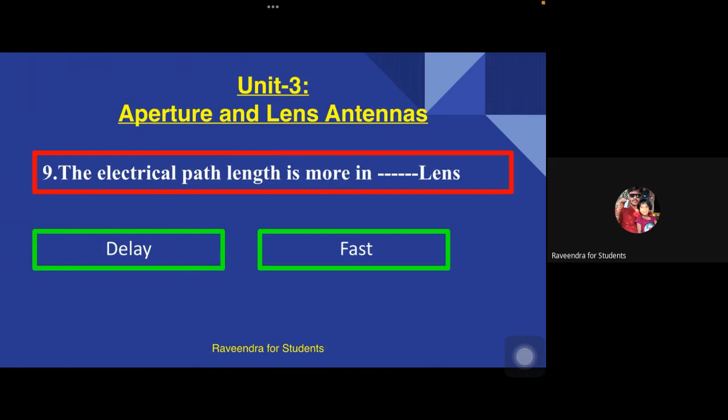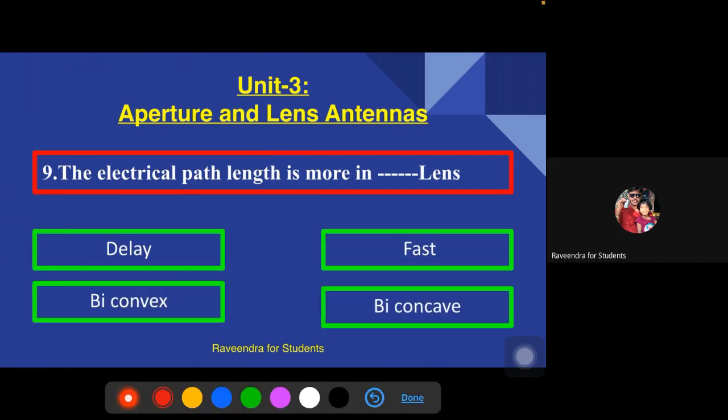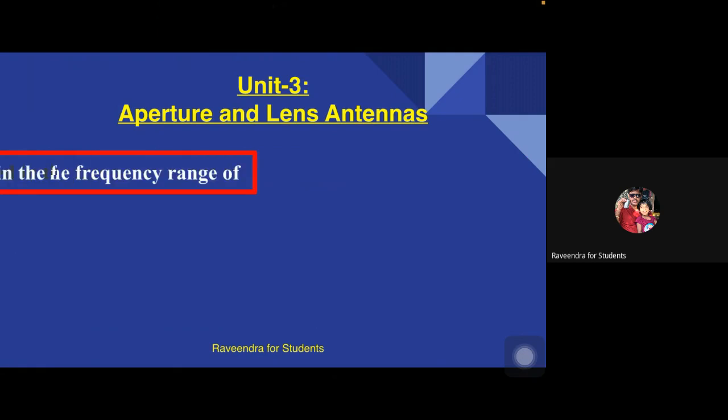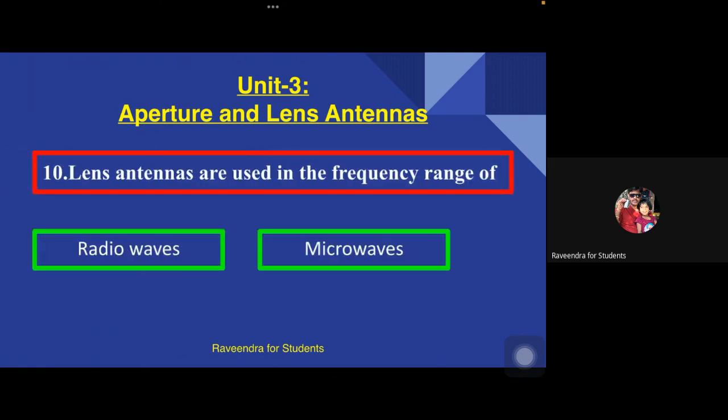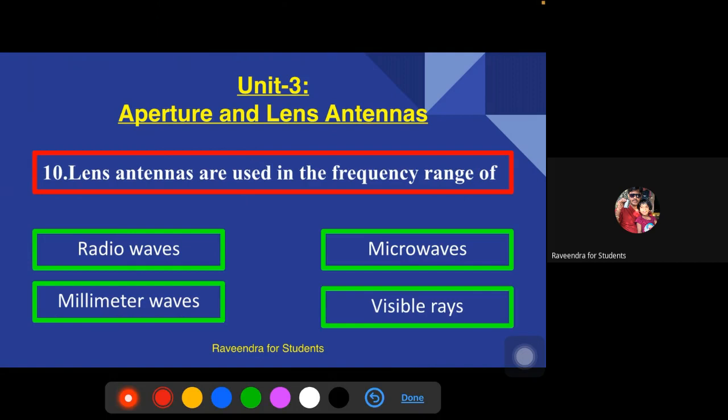Then coming to the last but one in unit 3, aperture and lens antennas, the electrical path length is more. So electrical path length is more in which lens? So it is a delay lens. Since a delay happens due to the more length, the answer is delay. Then last one in unit 3, lens antennas are used in the frequency range of, yes, lens antennas belong to millimeter range. So millimeter waves is the right option here.